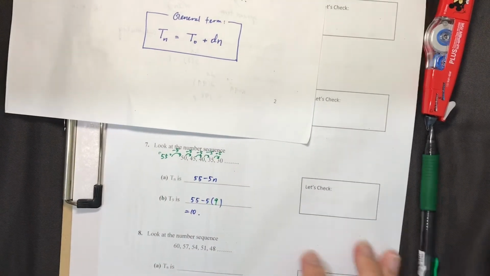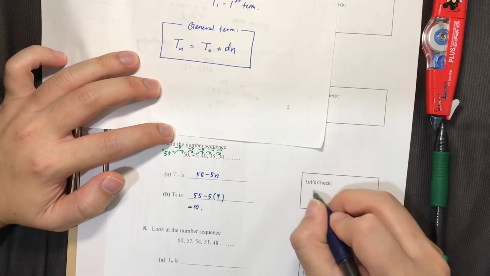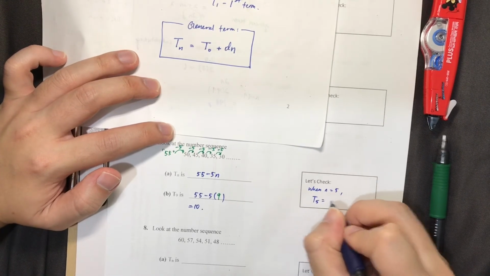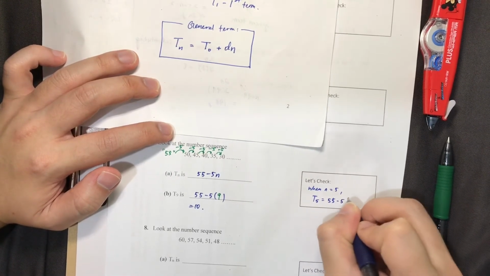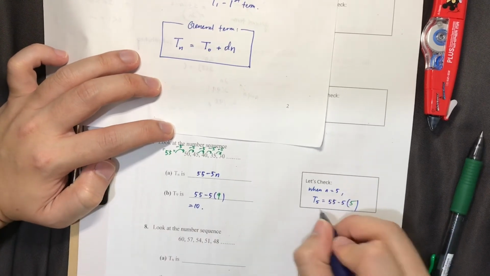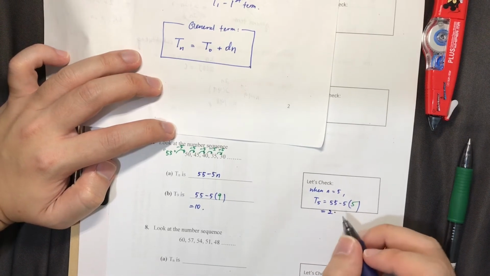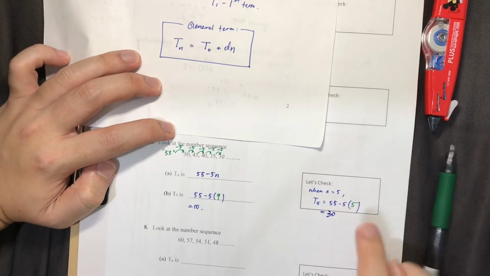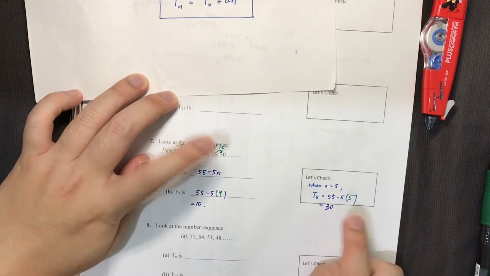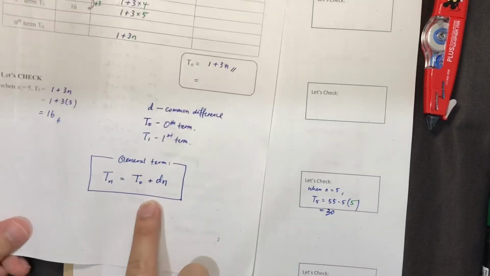Okay, now let's check and see whether this is true or not. So we just pick maybe the 5th term, right? When n is equal to 5, T5 is equal to 55 minus 5 times n, right? So this is actually equal to 20. Sorry. Yeah, correct, 30. You press calculator, it should give you 30. Okay? So 30 and this 30 will tally. So this one you can try on your own with the other questions. Alright? So just need to follow this formula.